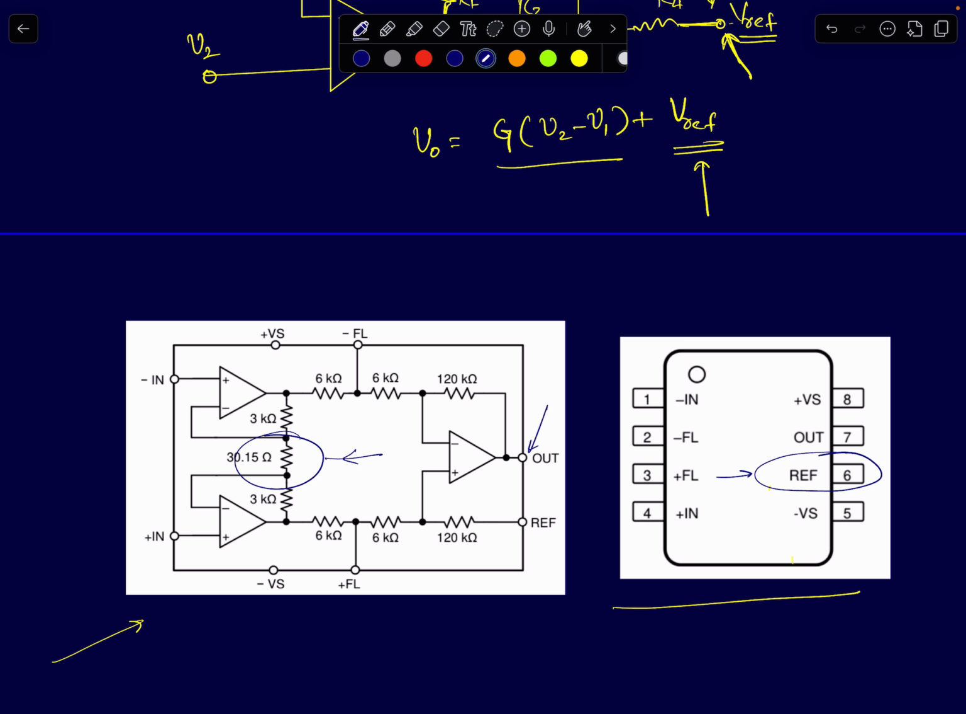If you are going to feed your instrumentation amplifier output, which can be a bipolar output, you may have to convert it to a unipolar output by adding some DC levels.